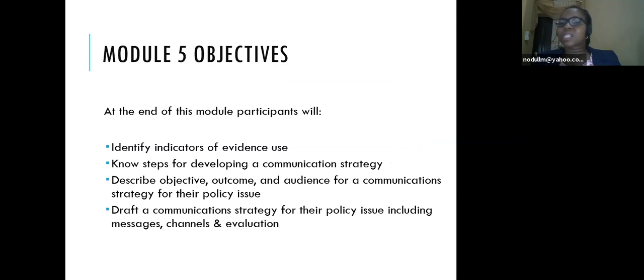So I go through the objectives again to be sure that we have achieved all of this. And I hope you have also achieved this. You have been able to identify indicators of evidence use in your case. You also now know the steps for developing your communication strategy. You can now describe with ease the objective, outcome, and audience for the communication strategy for your policy issue. You can also now draft a communication strategy for your policy issue, including the messages, the channels, the formats, and evaluation.